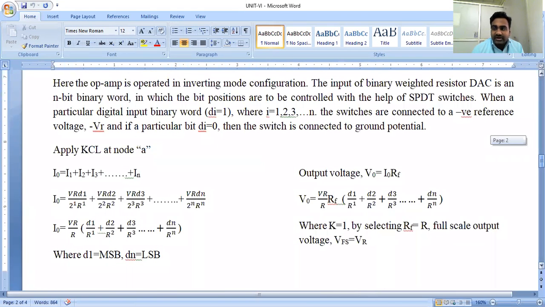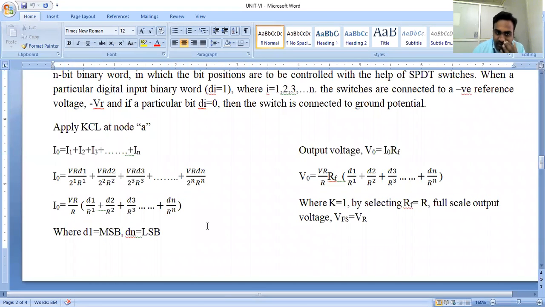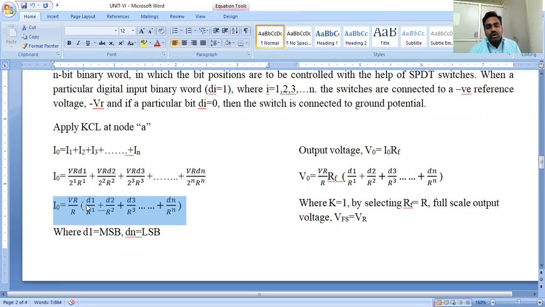After observing the behavior of currents, if we apply the current division rule with respect to the voltage, what is the behavior of current with respect to the voltage? With respect to the digital switches D1, D2, D3, up to Dn, Dn is the least significant bit and D1 is the most significant bit. This is the behavior of voltage to resistor current division rule. If we simplify further, I naught is equal to V into R divided by R into D1 by R1, D2 by R2 plus D3 by R3, and so on up to Dn by R.